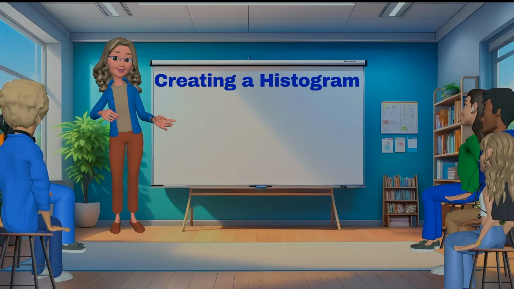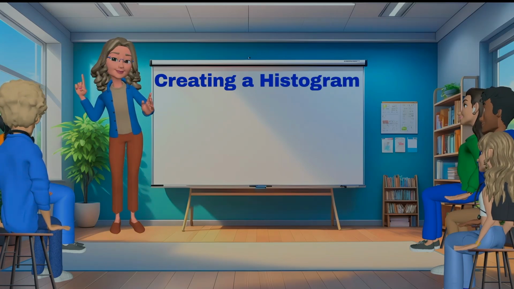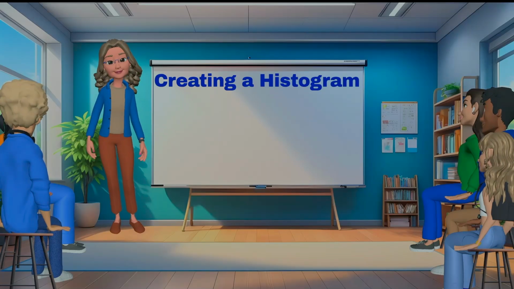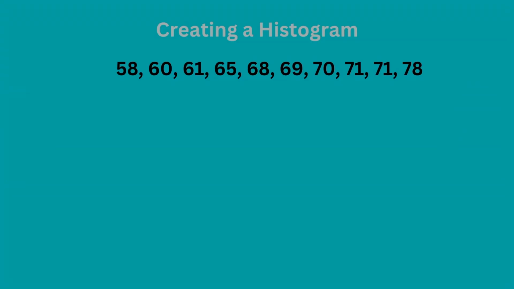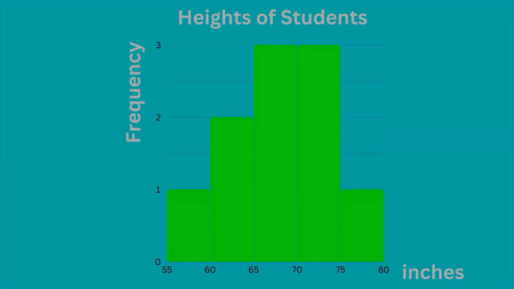Next up, histograms. Histograms are great for visualizing the distribution of continuous data. Let's use the heights of students in inches. First, we divide the range of data into intervals, or bins. We'll use bins of size 5 inches. Next, we sort the data into these bins and count the number of student heights per bin. We then draw bars for each bin to show the frequency for that interval.